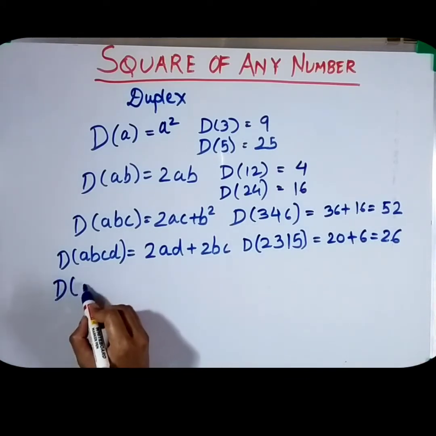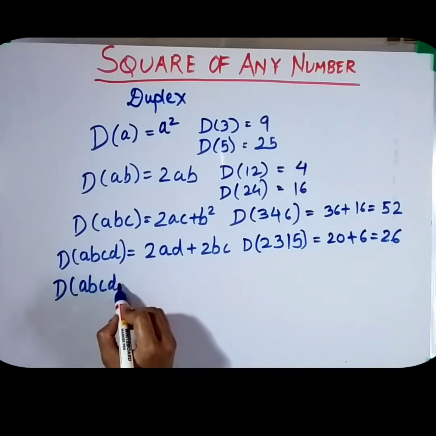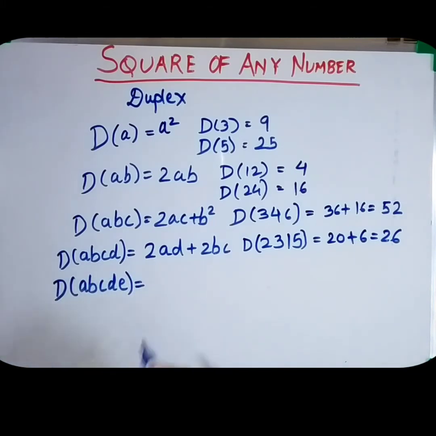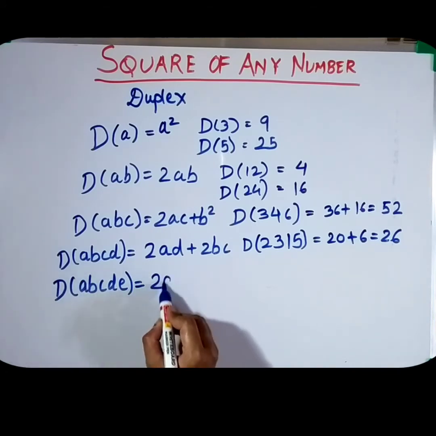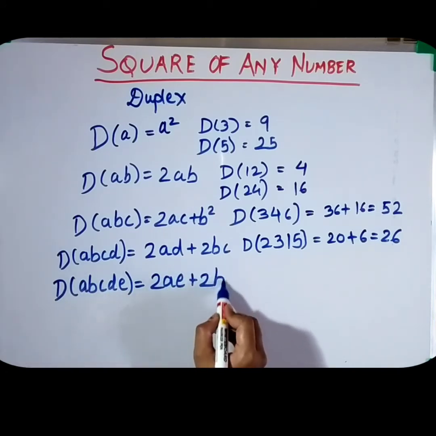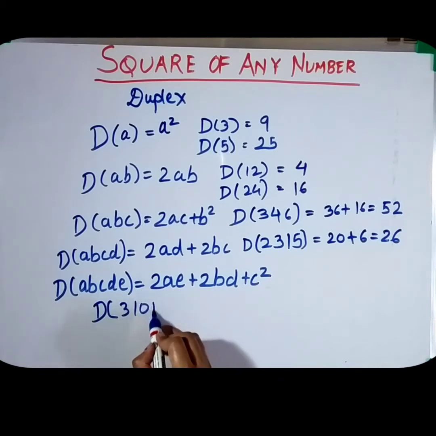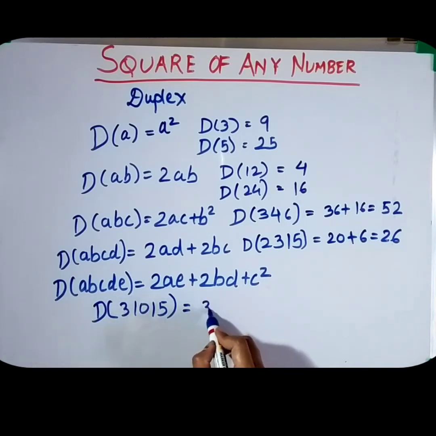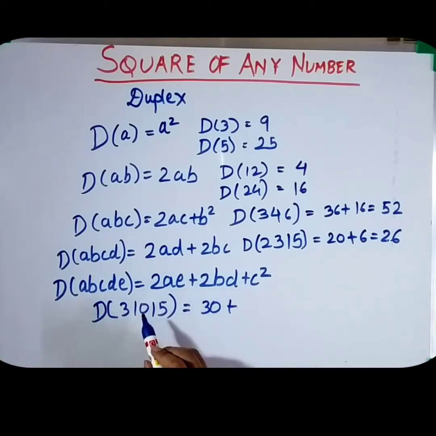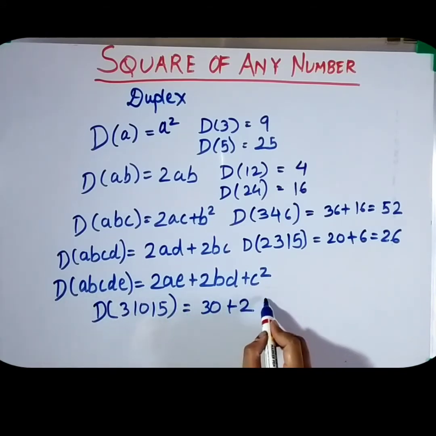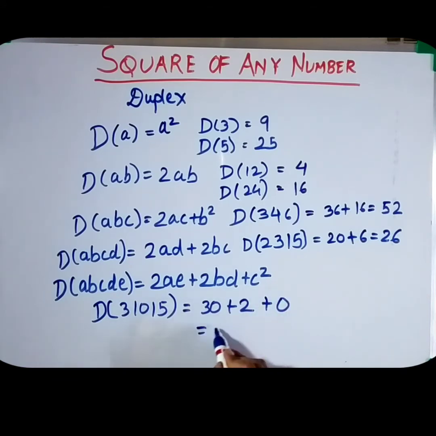Similarly, for the duplex of A, B, C, D, E, that is a 5-digit number, what we do is 2 into AE plus 2 into BD plus C square. Now if I take the example of the duplex of 31015, in that case, 2 into 3 into 5 is 2 3s are 6, 6 5s are 30. Again 2 into 1 into 1 is 2, plus C square is 0. So your duplex is 32.